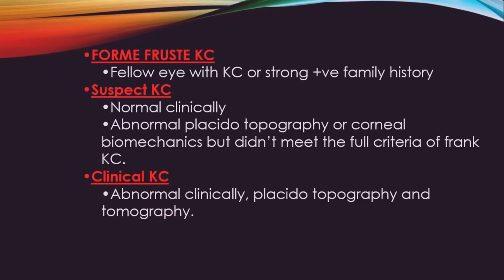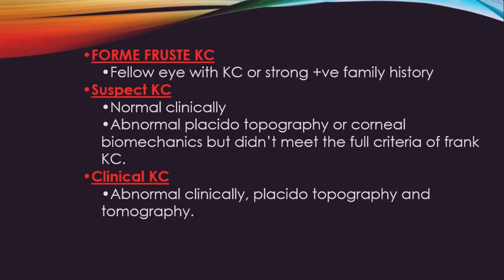So there's another confusing issue about defining forme fruste keratoconus, keratoconus suspect, and clinical keratoconus. I find so many definitions, but I will call forme fruste keratoconus the fellow eye with a keratoconus or a strong positive family history. That means the eye is completely normal topographically, tomographically, and clinically, but the other eye has keratoconus. So this is called forme fruste keratoconus. A suspect case is normal clinically, or it is a subclinical keratoconus. It might have a normal Placido topography, abnormal Placido topography, or abnormal corneal biomechanics, but it has not yet met the full criteria of a frank keratoconus.